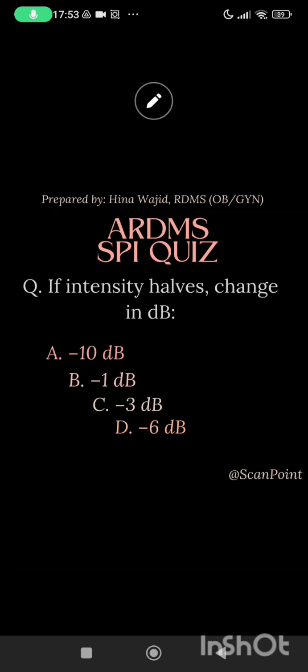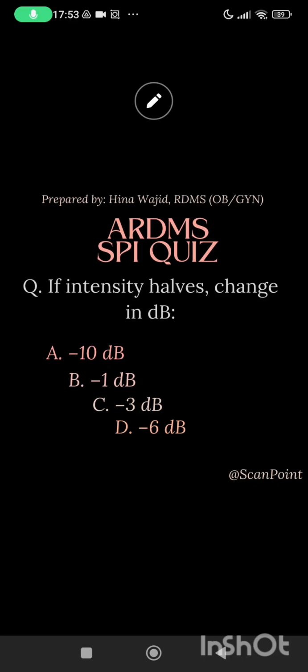Now our next MCQ is: if intensity halves, what is the change in decibels? A, minus 10 decibel; B, minus 1 decibel; C, minus 3 decibel; D, minus 6 decibel. So first try to give the answer by yourself. The right answer is minus 3 decibel, and it's a very important concept.